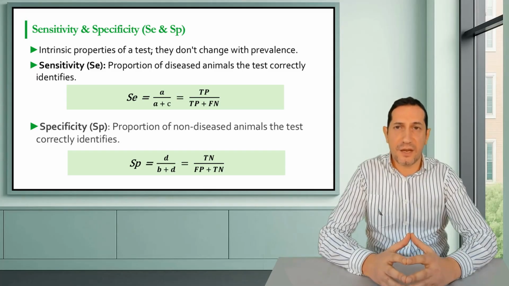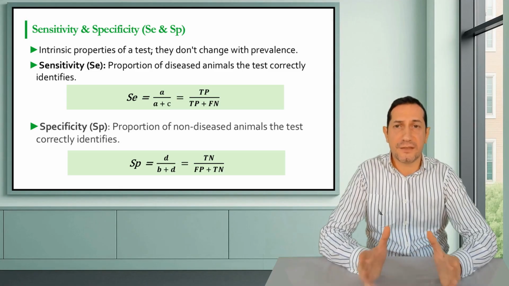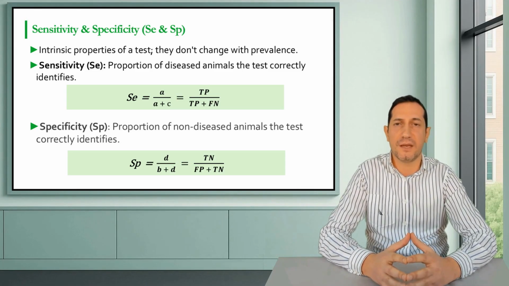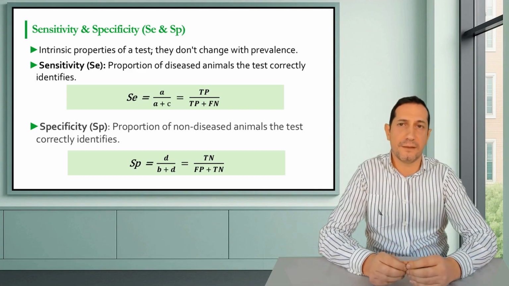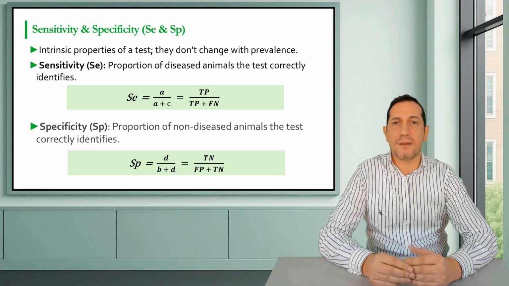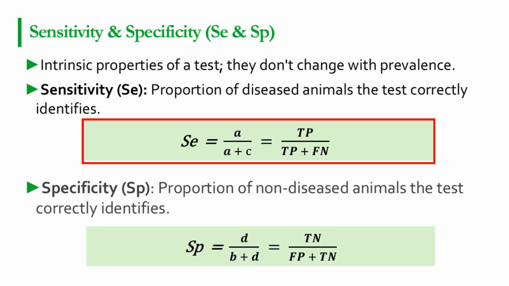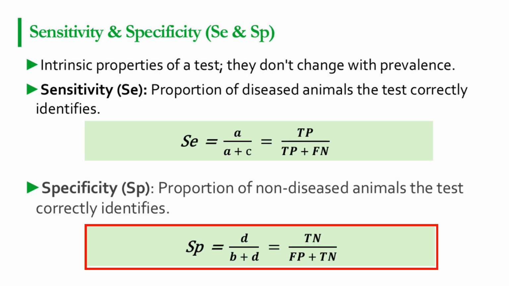Sensitivity and specificity are often described as intrinsic test properties because, in theory, they do not change with prevalence. Sensitivity answers: among truly diseased animals, what fraction test positive? The formula shown is sensitivity equals A divided by A plus C, equivalently true positives divided by true positives plus false negatives. Specificity answers: among truly non-diseased animals, what fraction test negative?